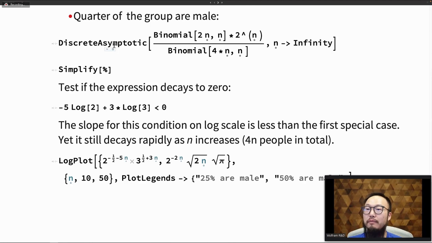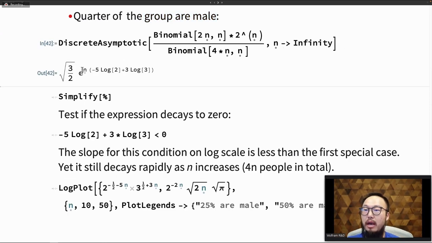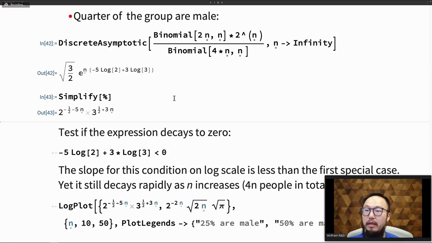Okay. So this is also another special case: if you have a quarter of the group being male, this is what you do. You have this expression, you simplify it, and then you have that. And if you go on more and more, you will find a very interesting expression, which is just 2 to the power of negative 5, 3 to the power of 3. And if you do that, you have more such things. But eventually, you will find these things are always less than 0.